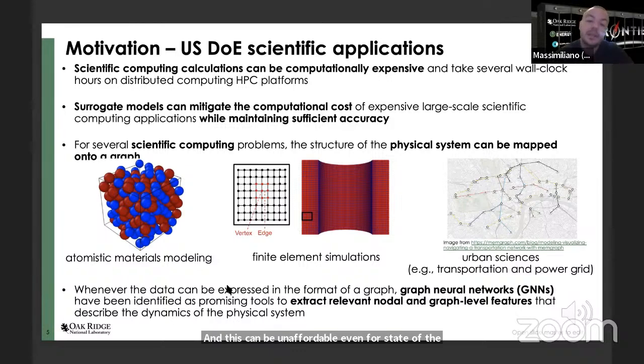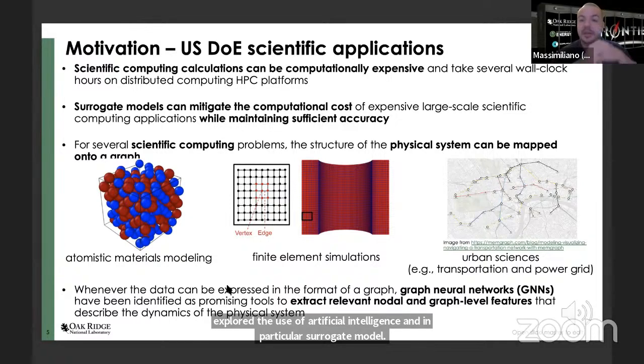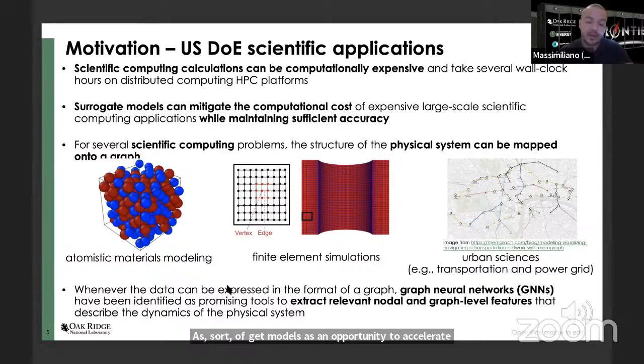That's why recently researchers have explored the use of artificial intelligence, and in particular surrogate models, as an opportunity to accelerate the study of these complex systems, because surrogate models are supposed to provide fast, but hopefully still sufficiently accurate inferences about the behavior of the system at hand.